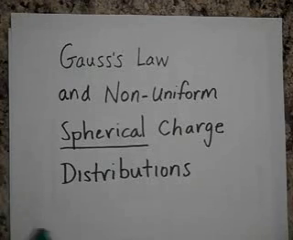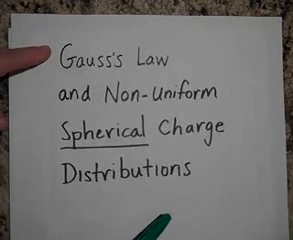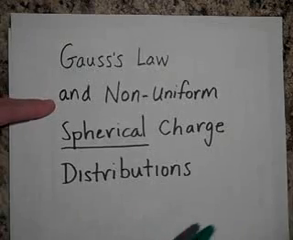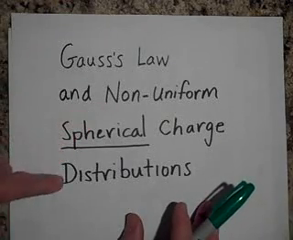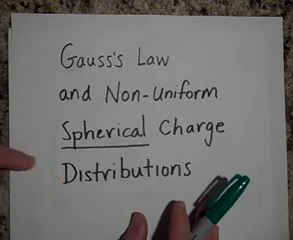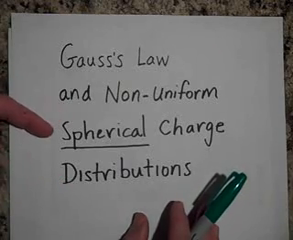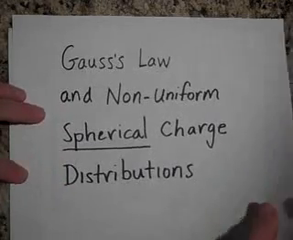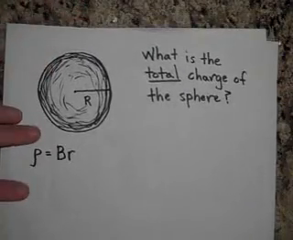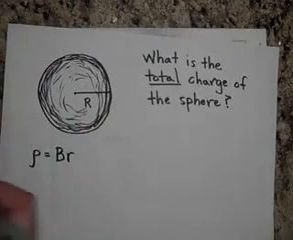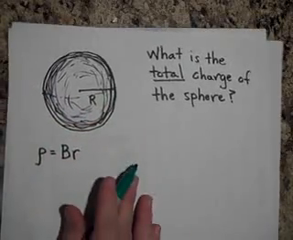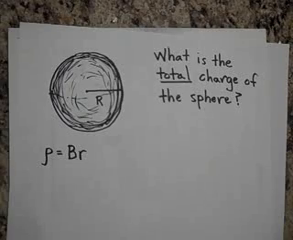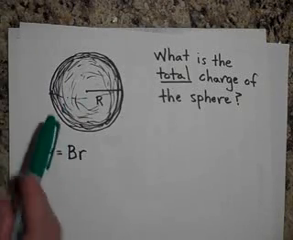Okay, I want to tell you how you use Gauss's law to solve for the electric field in a non-uniform spherical charge distribution. So what is a non-uniform spherical charge distribution? Well, it's kind of like this. Notice the shading in this sphere. This is a sphere, and in this sphere the charge isn't uniformly spread out.